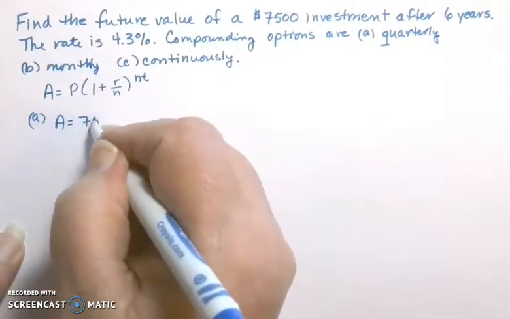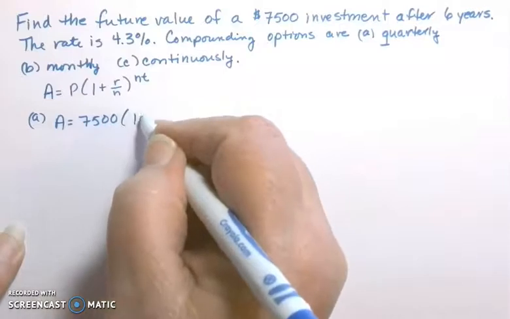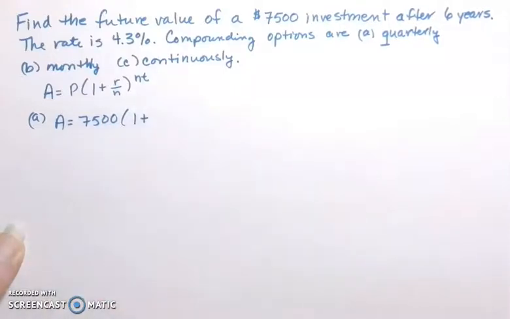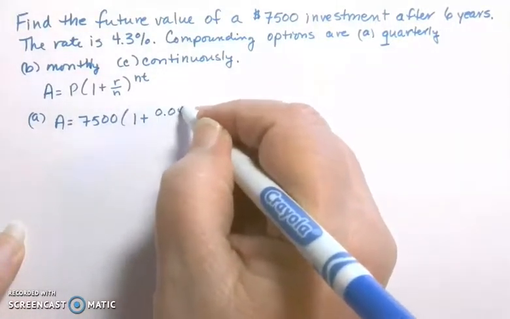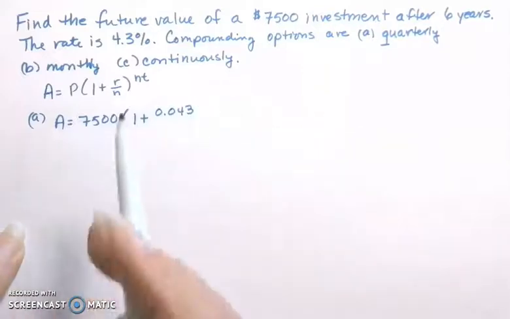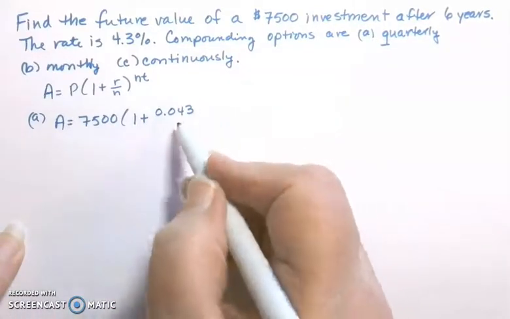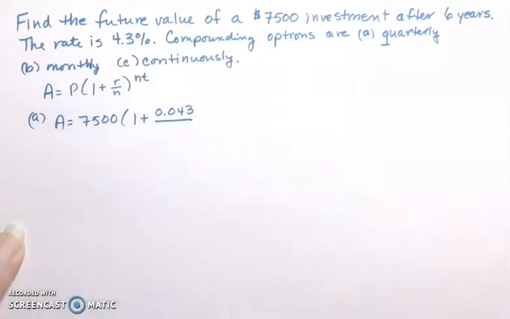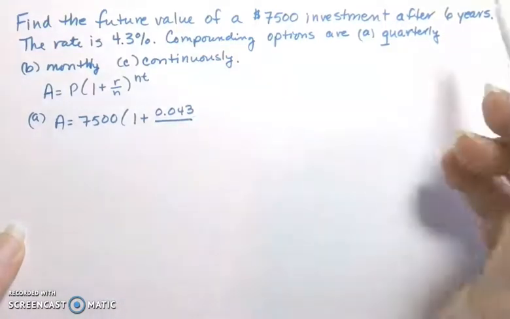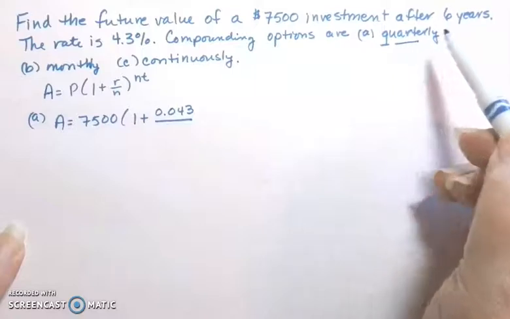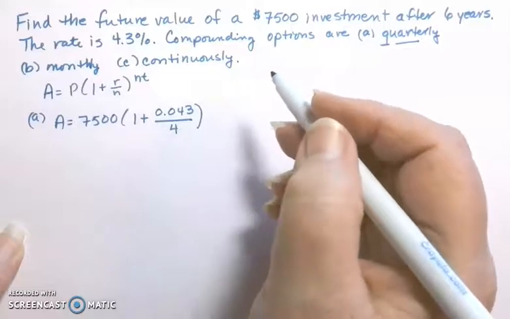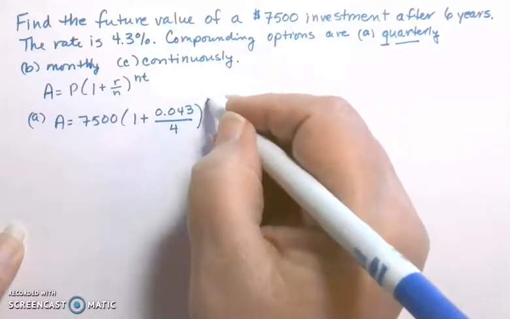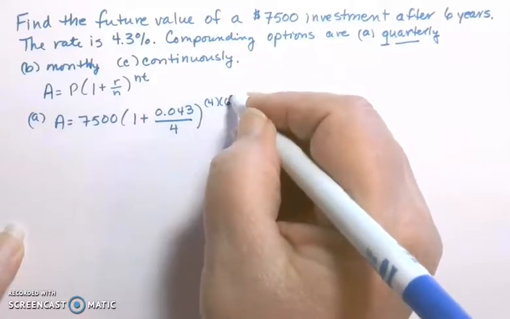The principal is $7,500. Our rate is 4.3%. Remember to always write your rate as a decimal. So that is 0.043. And you can find that by dividing 4.3 by 100. That's divided by how often it is compounded. And in part A, it is compounded quarterly, so that means 4 times per year. It's raised to the power of 4 times the number of years, which is 6.